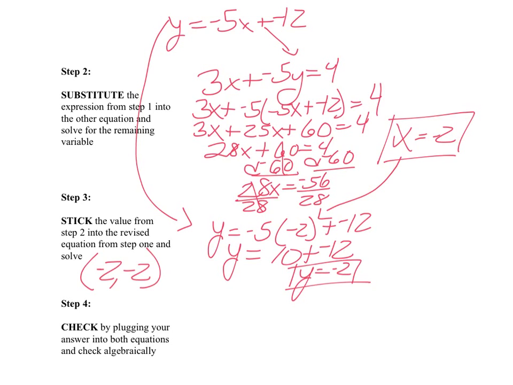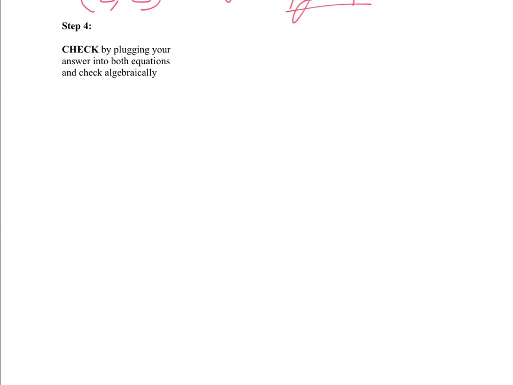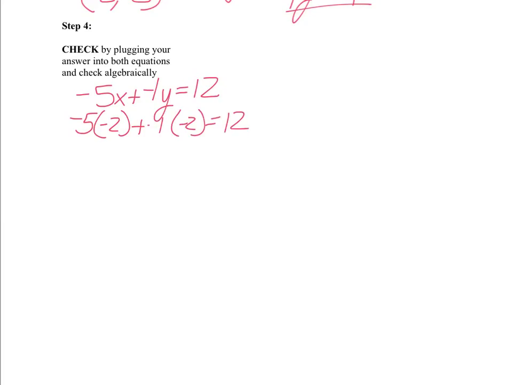Now I need to check it. You have to check in the original two equations. So my first equation is negative 5x plus negative 1y equaling 12. And we said our answer is negative 2, negative 2. So negative 5 times negative 2 plus negative 1 times negative 2 needs to equal 12. 10 plus 2 needs to equal 12. 12 equals 12. And it checks in one equation.